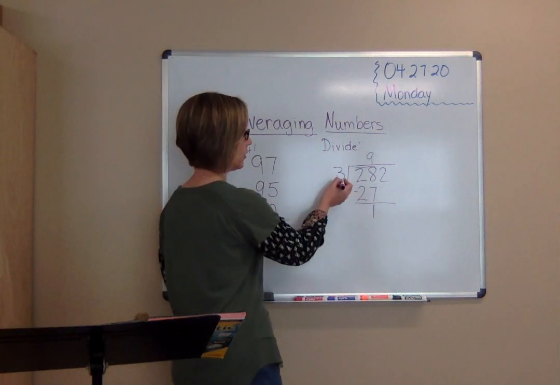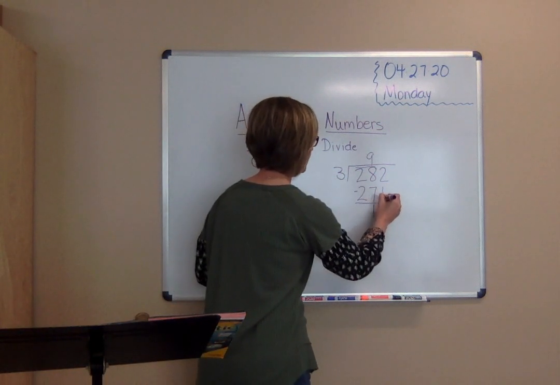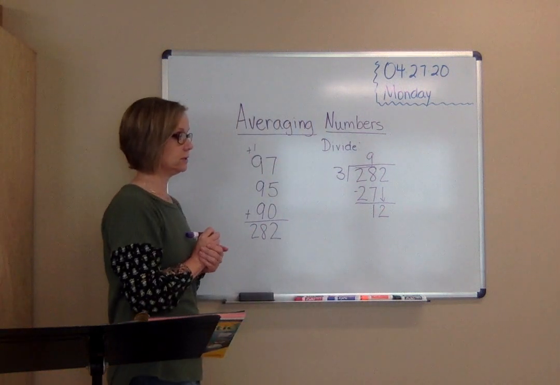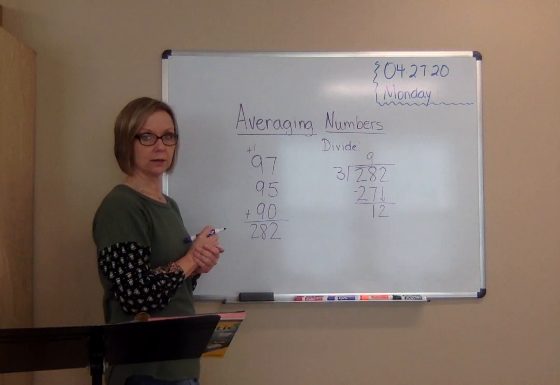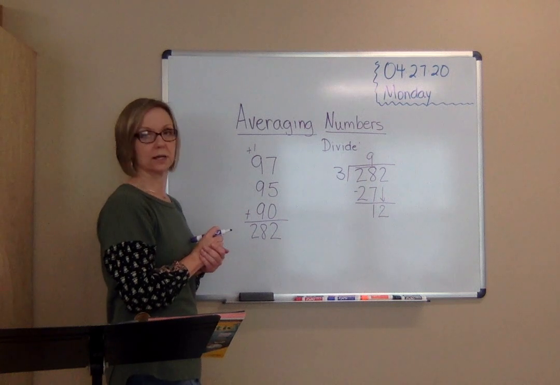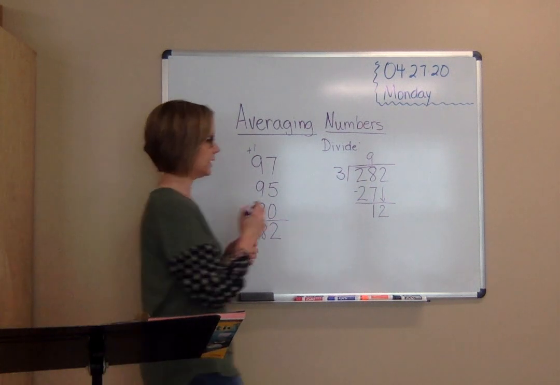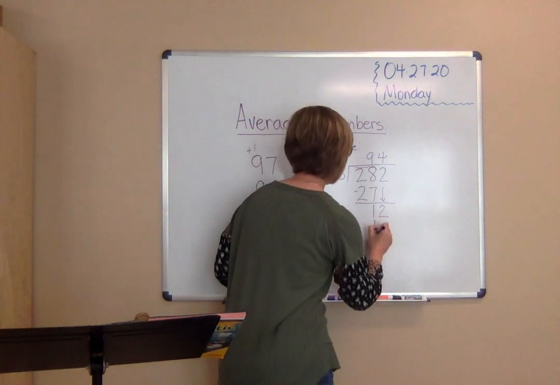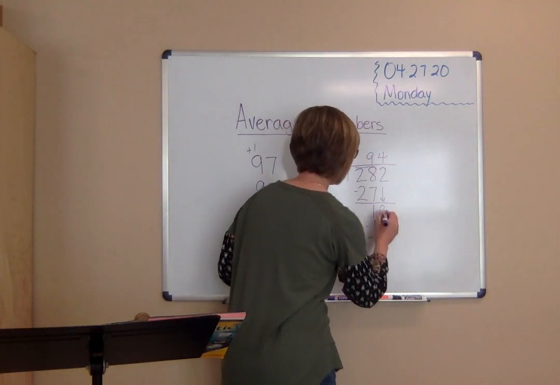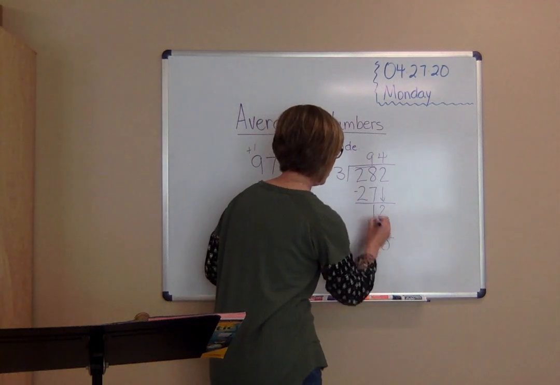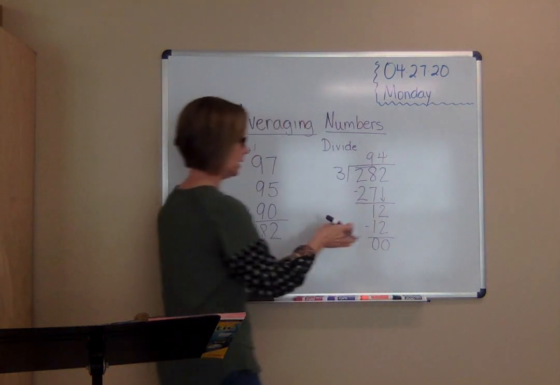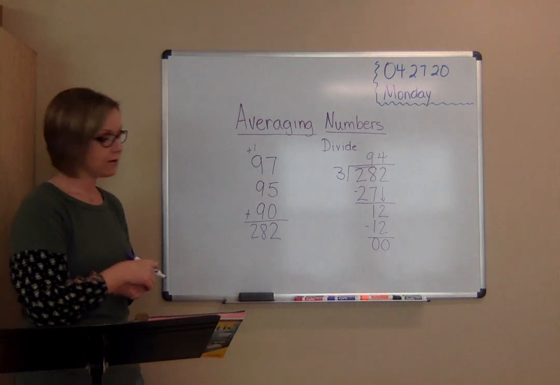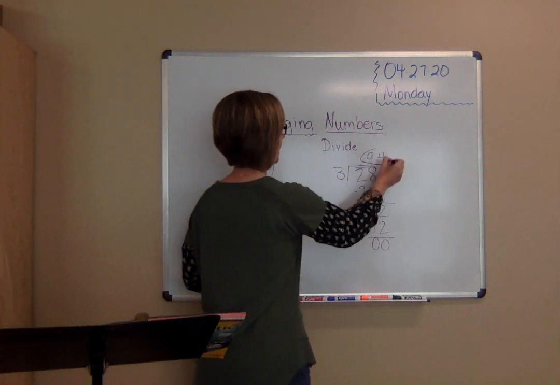1 is smaller than 3, so our next step is to bring down the 2. 12 divided by 3. How close can we get? We can get an exact 12. That's right. What do we need to make 12? A 4. 4 times 3 equals 12. We subtract. 2 minus 2 is 0. 1 minus 1 is 0. Nothing else to bring down. We're finished. So our average would be a 94.